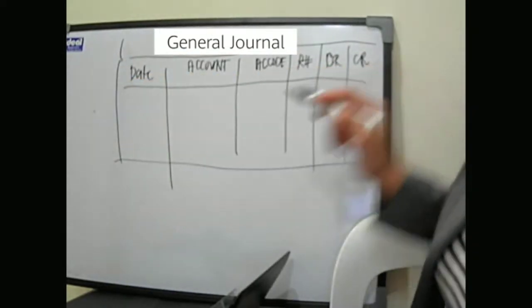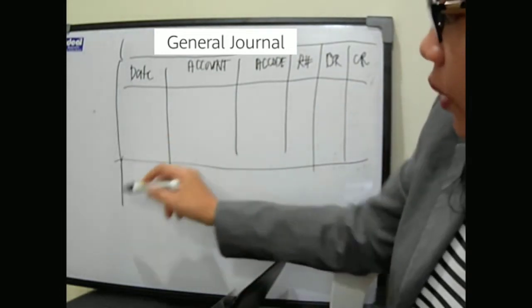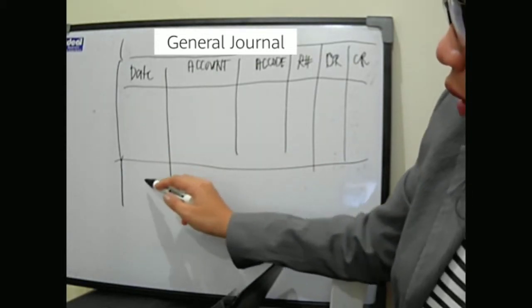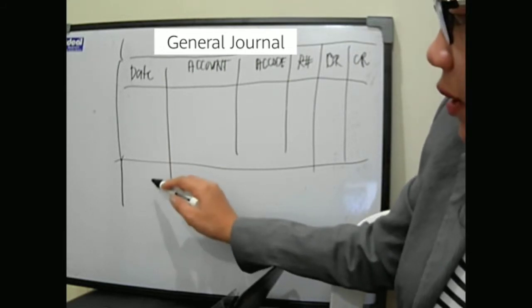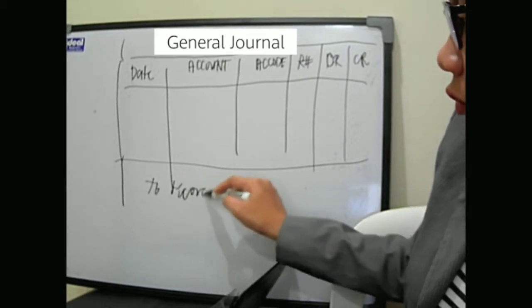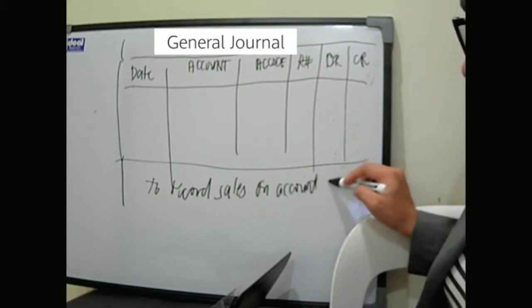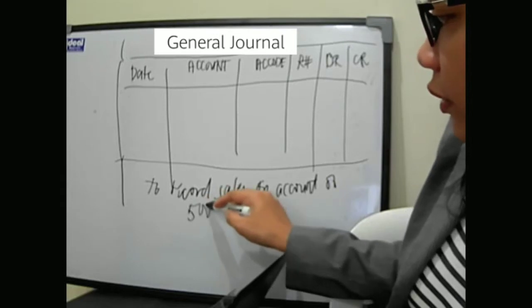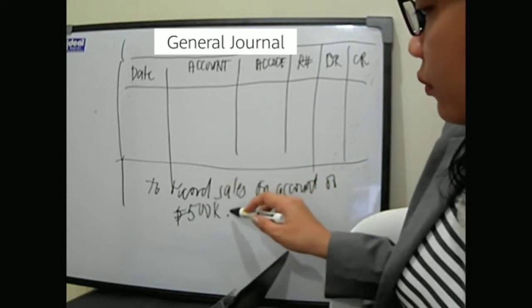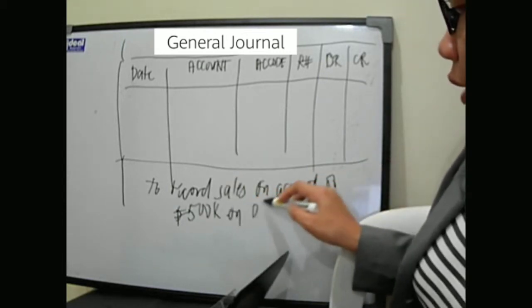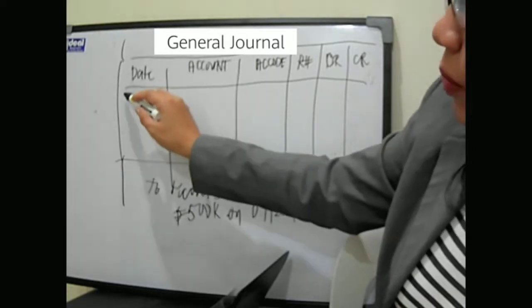So, yan yung general journal natin. Example of general journal, and at the bottom part is where we indicate the particulars or the transaction that happened. For example, we record a sales. To record sales on account of 500 pesos on 9/28/2020. Paano natin ma-record yan?